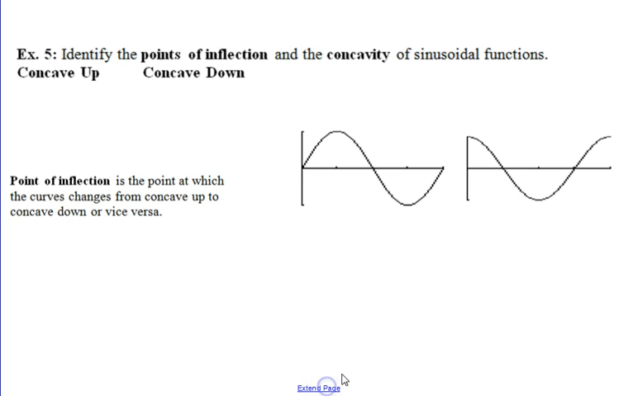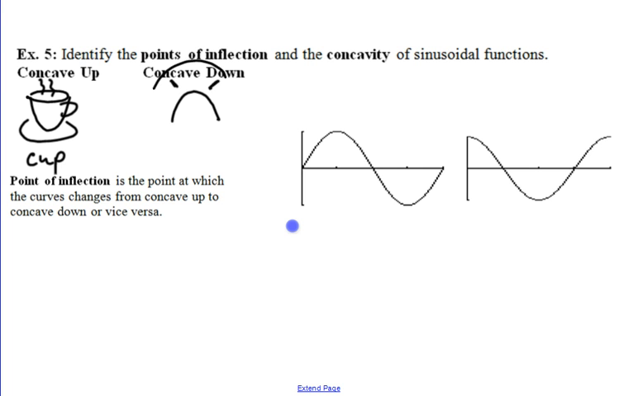Last piece of information that I want to share with you is some vocabulary about the shape of the graph. We define concave up as being this shape, and concave down as being this shape. So an easy way to remember it is that concave up is a cup, maybe a cup of hot tea on a cold day like this. So concave up is a cup. Concave down is a frown. So if you remember, concave up is a cup, concave down is a frown.